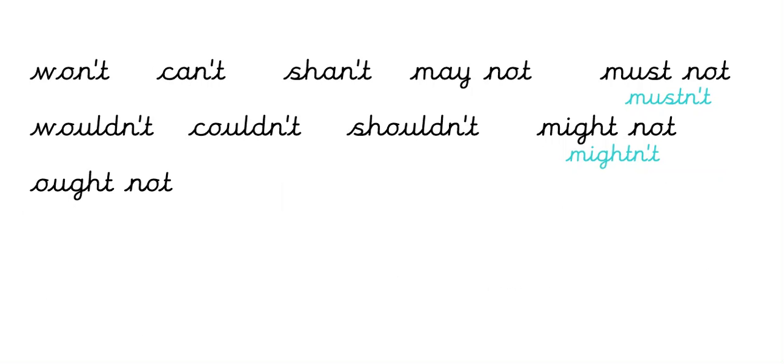So these are your negative modal verbs. Will changes to won't, can changes to can't, shall changes to shan't, may changes to may not, must changes to must not, or you might see it in its contracted form mustn't, would changes to would not, could changes to could not, should changes to should not, might changes to might not, or again you might see it in its contracted form mightn't, and then we've got ought changes to ought not. Well done if you remembered all of those.